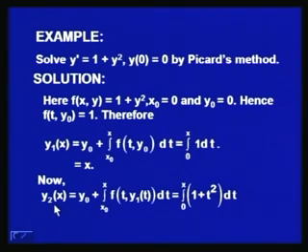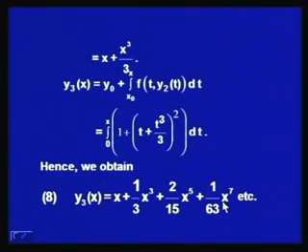The next approximation, y 2 x, is equal to y naught plus integral x naught to x f t y 1 t dt. y 1 t is equal to t. So, f t y 1 t will be equal to 1 plus t square, and therefore, y 2 x is the integral of 0 to x 1 plus t square dt, which will give us x plus x cube by 3. So, the second approximation to the solution y x of the initial value problem is x plus x cube by 3.